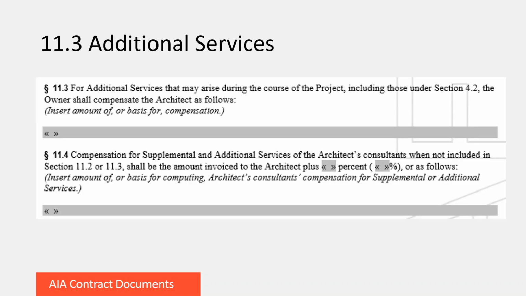The compensation for additional services is similar to supplemental services in that you can mix and match compensation types. For example, you could charge hourly for additional submittal reviews or a flat fee for site visits. You would insert the amount or the basis for compensation here. For both supplemental and additional services, the architect is entitled to a percentage fee on top of consultants' fees. So you would list that here in the chevron brackets, or if you'd like something else, write it in the line below.